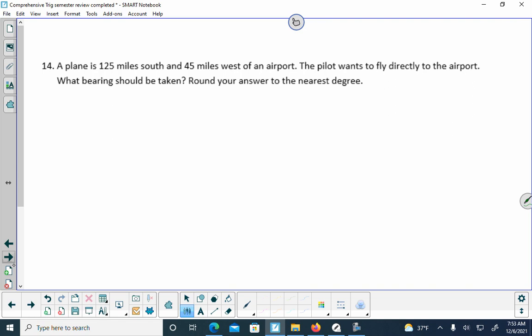14. A plane is 125 miles south and 45 miles west of an airport. The pilot wants to fly directly to the airport. What bearing should be taken? Round your answer to the nearest degree. So here's my airport.